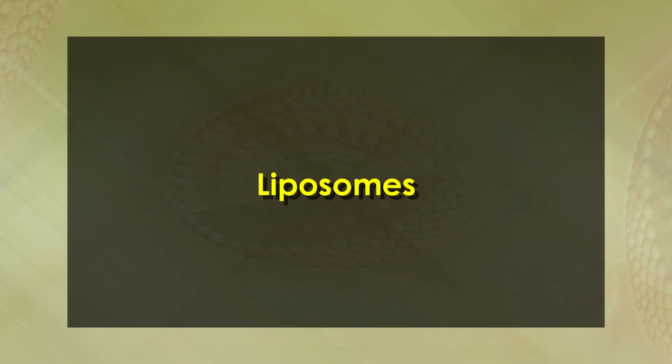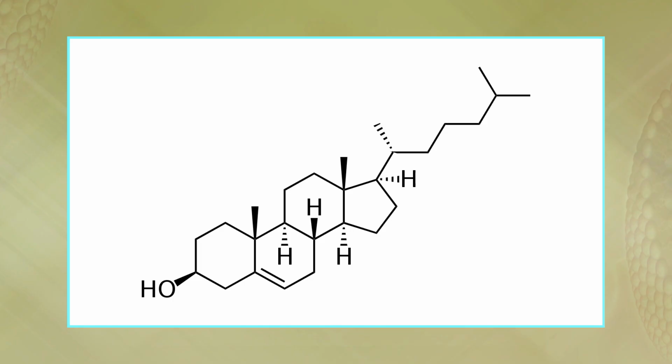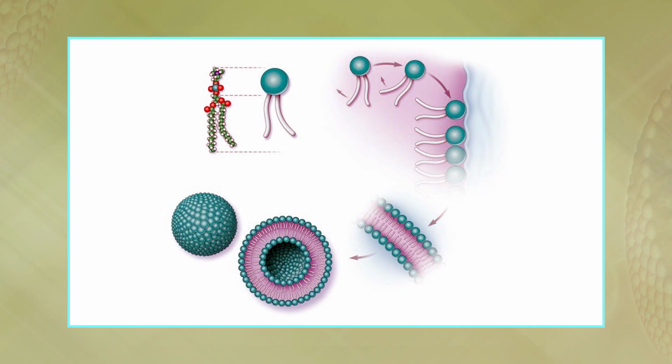Dear students, now let's have a brief idea about the liposomes. Liposomes are small artificial vesicles of spherical shape that can be created from cholesterol and natural non-toxic phospholipids. An important feature of the lipid bilayer is its ability to reassemble, which can be demonstrated more easily within a test tube than a living cell.